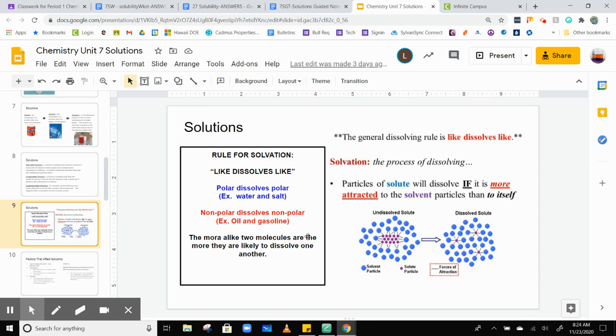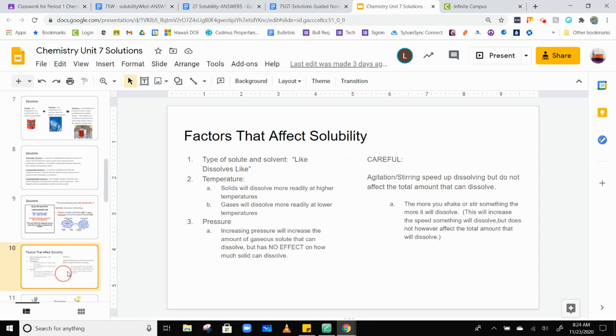So that's the general rule. We'll talk more about solubility rules and exactly how that works later on. Maybe we'll get to it tomorrow. I'm not really 100% sure.